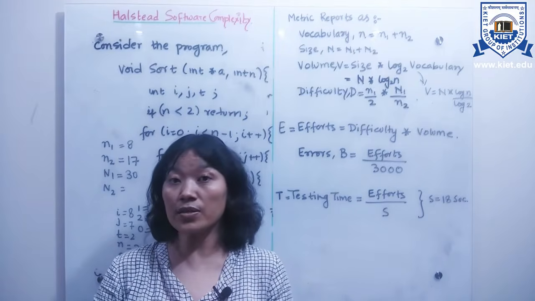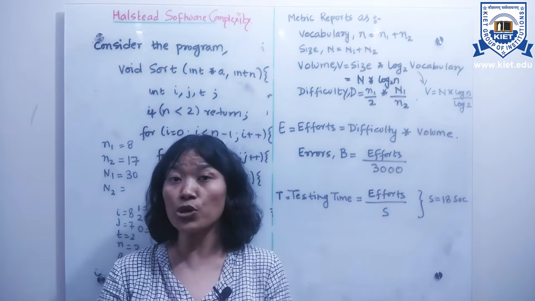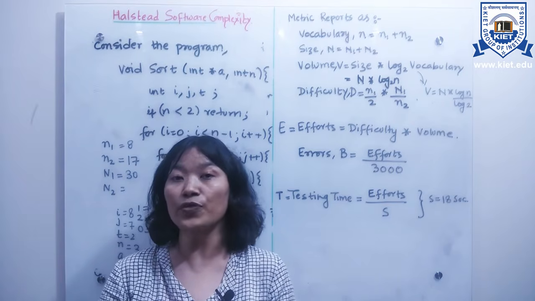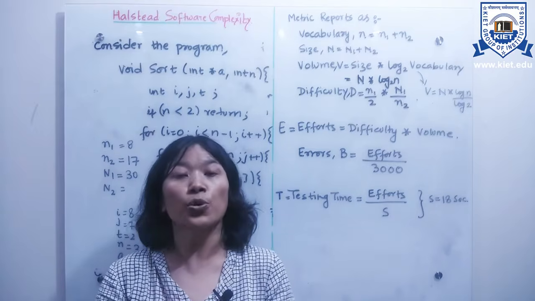So we will discuss in the next video the cyclomatic complexity, which is also one of the very interesting software metrics to calculate the complexity of a software program. So I'm ending over here.